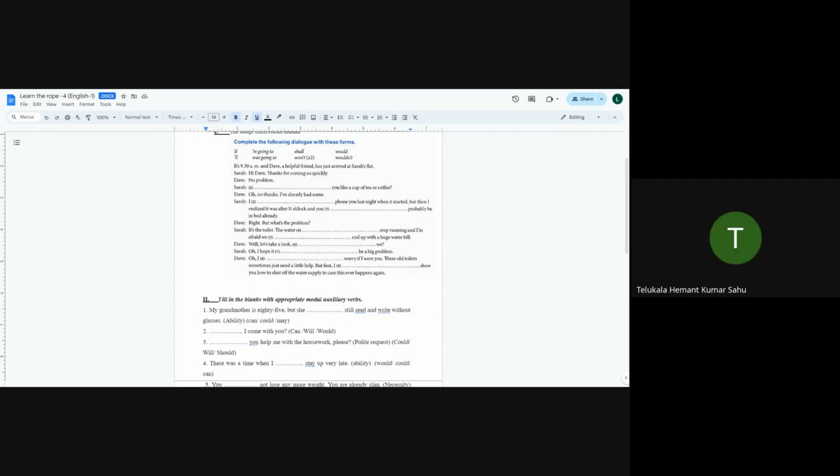Ma'am, here can represents the ability, that he can swim, ma'am. Correct. Ability of swimming. Can here shows ability of the person to swim. Correct. How about the second?